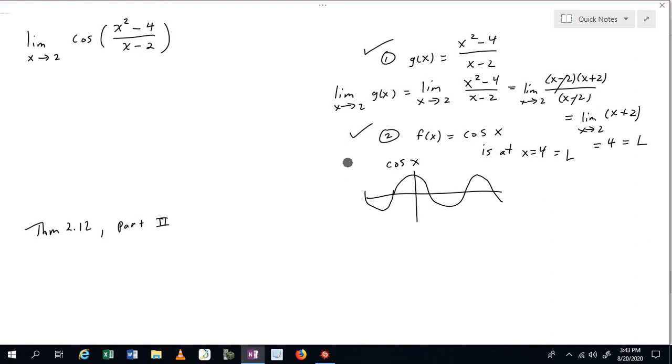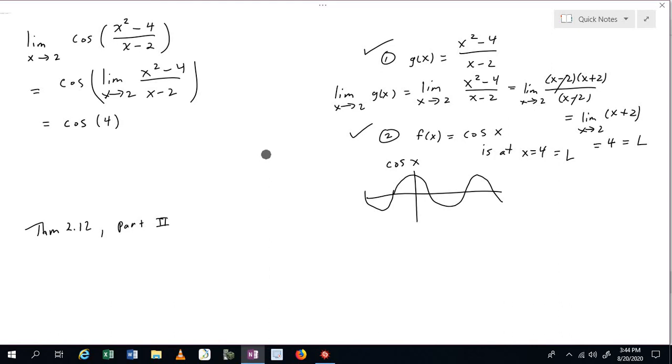Okay, and since we satisfied both conditions of the theorem, we can now conclude that this limit can go past the cosine. So you can find the limit of the inner function first, and then take the cosine of that limit. And we already know this limit. We found it. The limit as x approaches 2 of this function happens to be 4, and so the answer would be cosine of 4. So we're able to find this limit using the second part of Theorem 2.12.